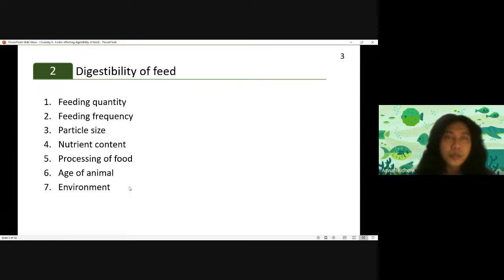So, going on to the digestibility of the feed, I noticed there are at least 7 factors that contribute to the digestibility of feed, starting from the quantity of feed, feeding frequency, particle size, nutrient content, processing of food, age of animal, and the environment itself. And next, we will discuss them one by one.